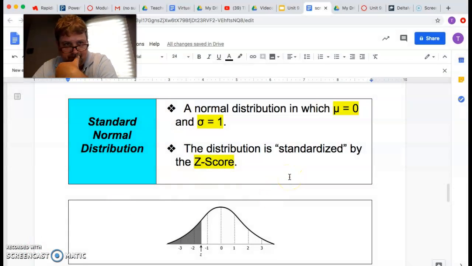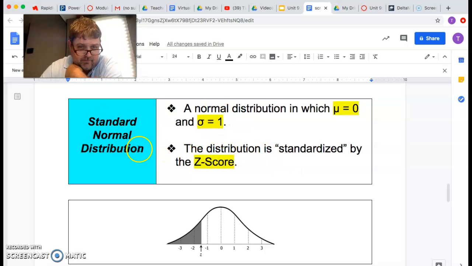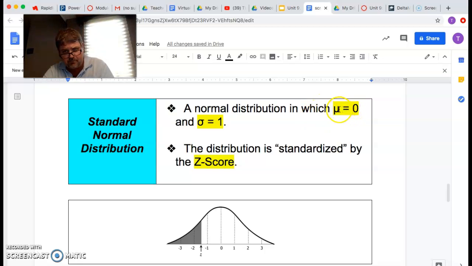So here's our notes. What's different between a standard normal distribution and a normal distribution might be the question that would pop up. A standard normal distribution has a special property that mu is 0 and sigma, the standard deviation, is 1. And then we've got a drawing down here of it. Now a z-score that you've been calculating actually converts the distribution, it's standardized by the z-score. So when you do your conversions to get a z-score, you can use it on a standard normal curve or standard normal distribution. But I wanted to show you something too.